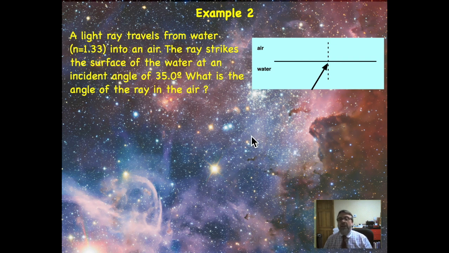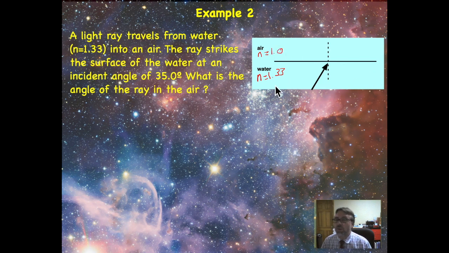All right, a light ray travels from water into air, and the light ray strikes the surface of the water at an incident angle of 35 degrees. What is the angle of the ray in the air? Now again, before I dive into using the equations, I'm going to make a sketch and make note of what I know should happen. In the water, my index of refraction is equal to 1.33. In the air, my index is going to be equal to 1.